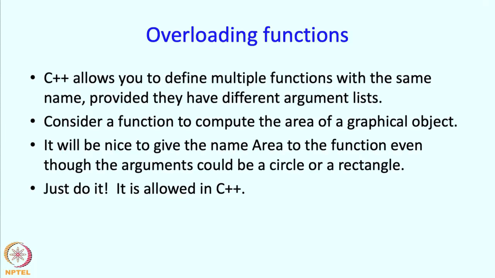Otherwise, if you write f of x and there are two definitions of f of x, that is not allowed. But if you write f of x where x is of type real, and if you write f of x where x is of type int, then C++ will know which function to use if you indeed have two separate functions defined.